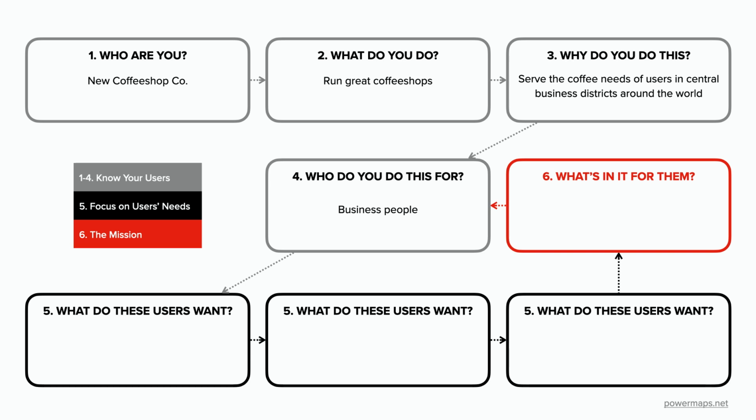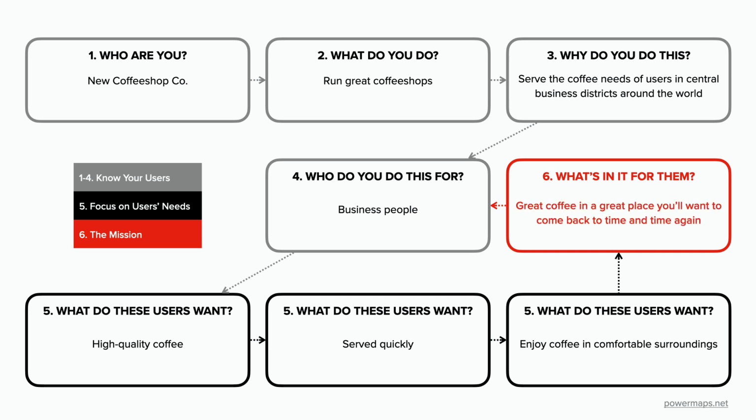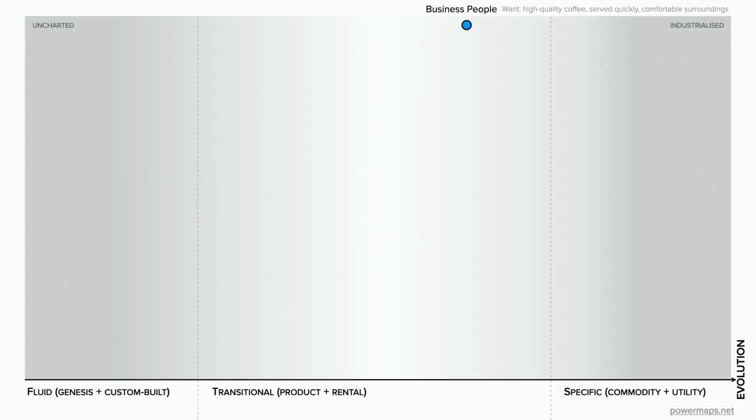We've learned our users want high-quality coffee served quickly, and they want to enjoy it in comfortable surroundings. Therefore, if our business is going to be successful, we're going to have to satisfy those desires. Otherwise, our target users won't come back to our coffee shop time after time. And this is where a map is extremely useful. It helps everyone in the business see all the things we need to do to create value for these users, and, by extension, for ourselves.